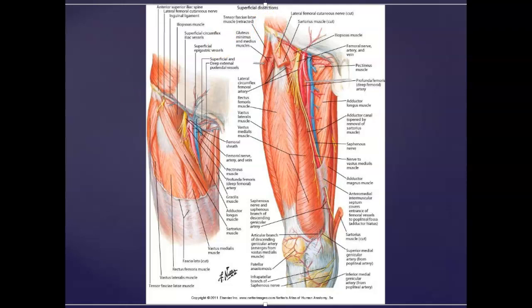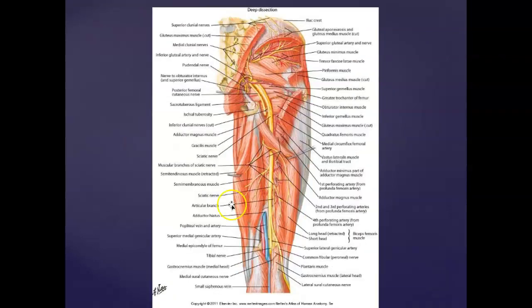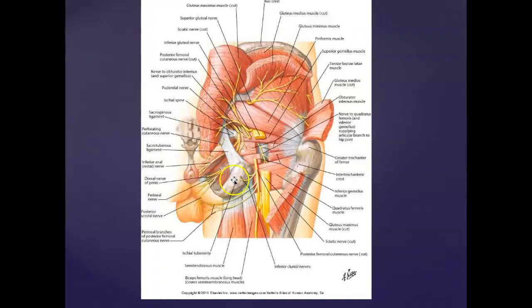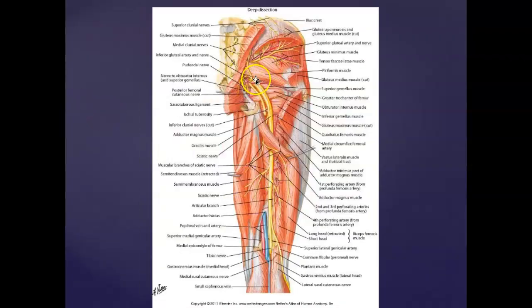If we look at the posterior view here, let's go back to this one. Here you can see the sciatic nerve coming down. You'll also see the popliteal artery and vein. Remember, that's just the continuation of the femoral artery and vein as they come back up through the adductor magnus, so kind of that posterior side there.